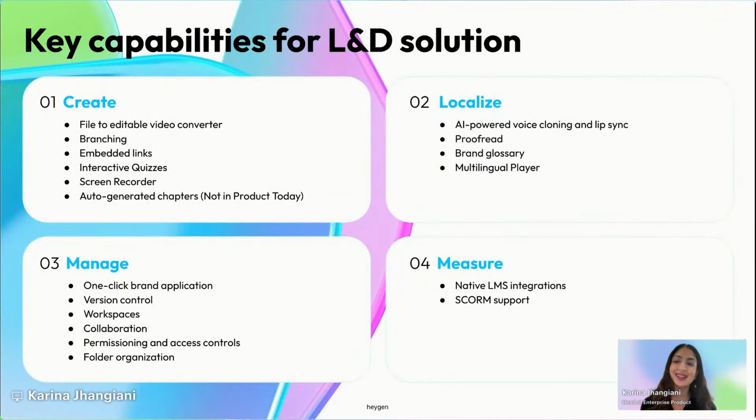So to summarize, these are some of the key capabilities for our L&D solution. In the creation workflow, as you recall, I mentioned 4 core workflow stages at the start. In the creation, there's file to editable video converter, branching, embedded links, interactive quizzes, screen recorder, and auto-generated chapters, which is actually going out live in the next week or so and is in development today. Auto-generated chapters meaning that we just segment the video based on the exact scenes.